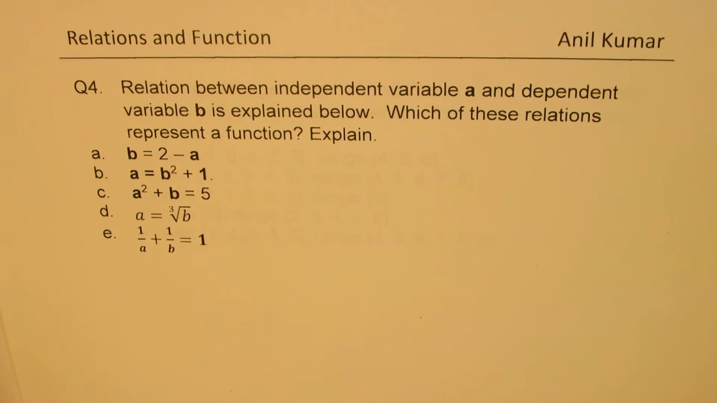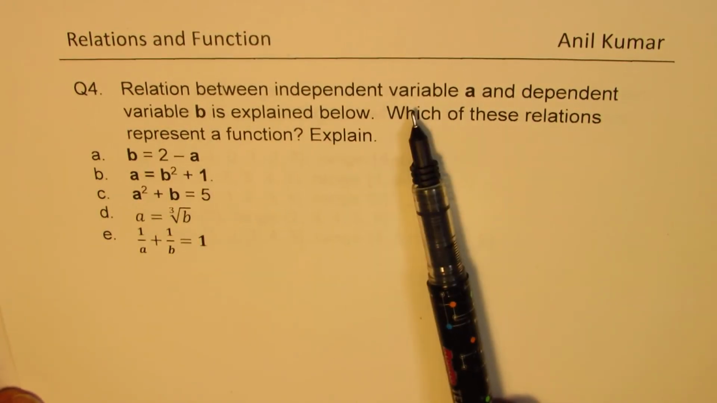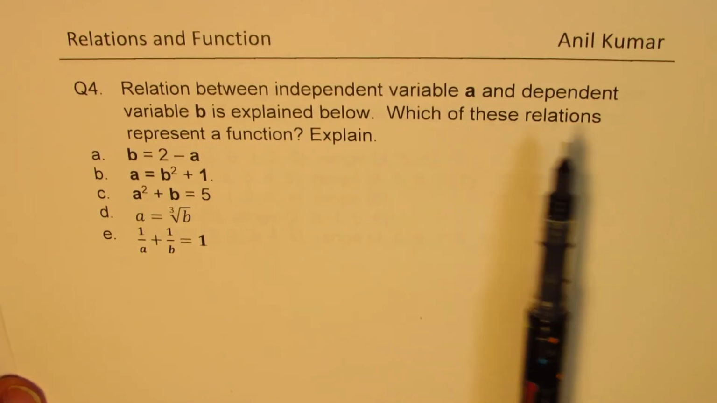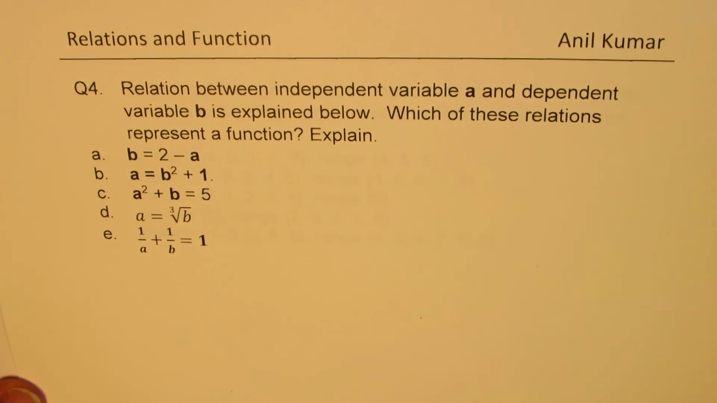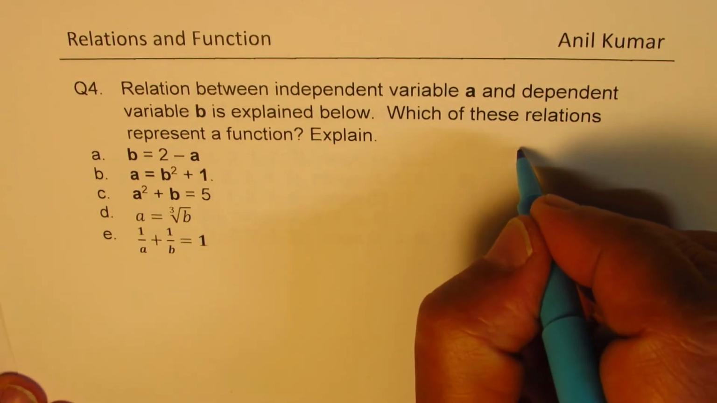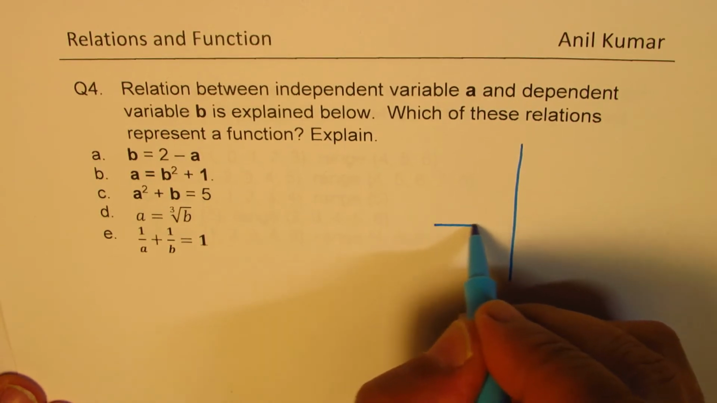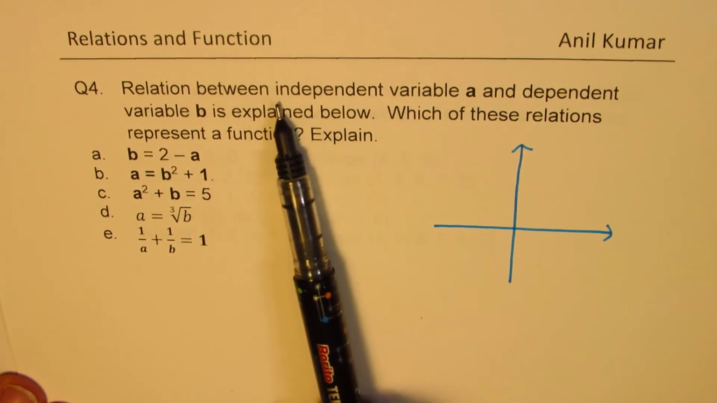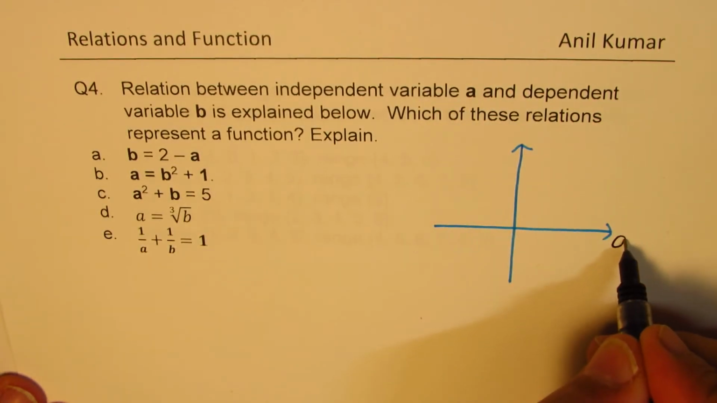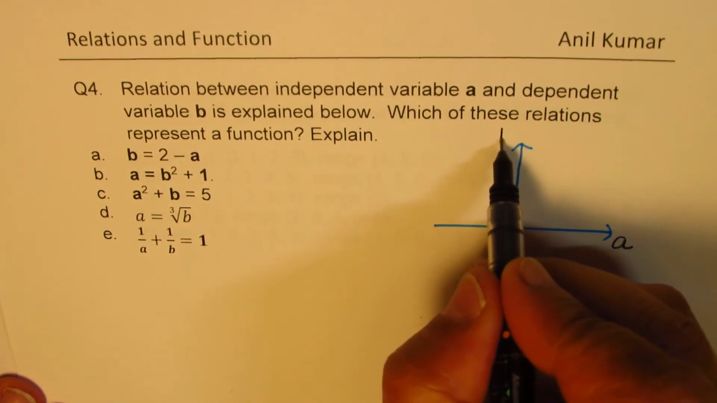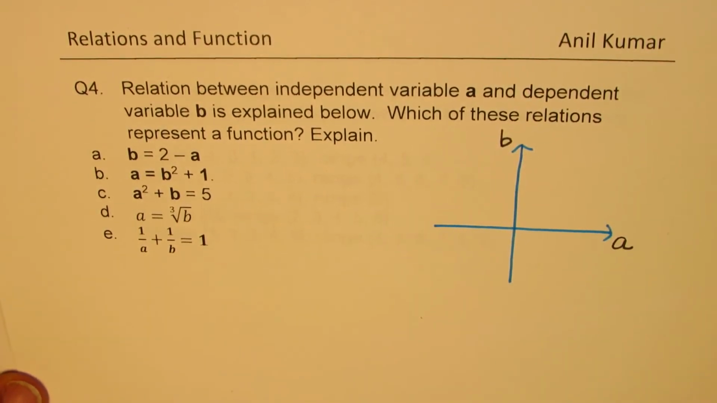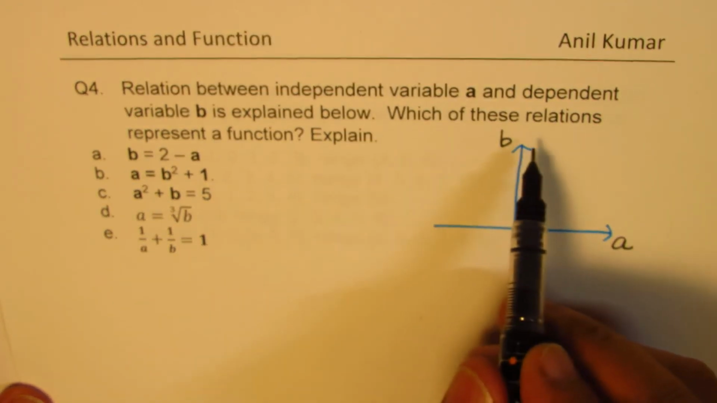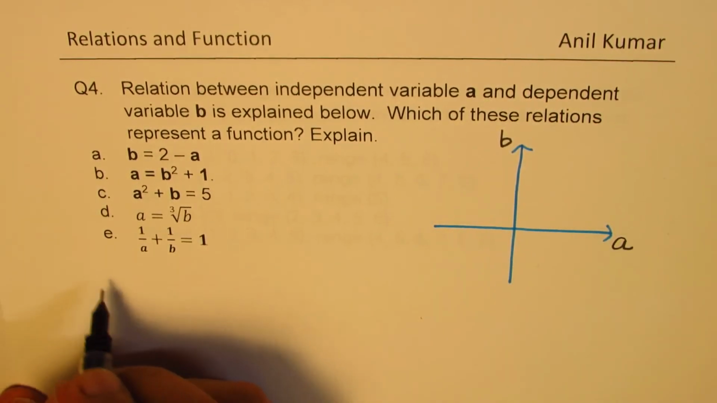Correct? Question number 4. Relation between independent variable A and dependent variable B is explained below. Which of these relations represent a function? Explain. Now here it is important to understand that we are talking about independent and dependent variables A and B, right? So when we say independent variable A, then A is along the x-axis and B is the dependent variable along the y-axis. Is that clear to you? Now, which of these relations represent a function? So what you should do here is you need to isolate.